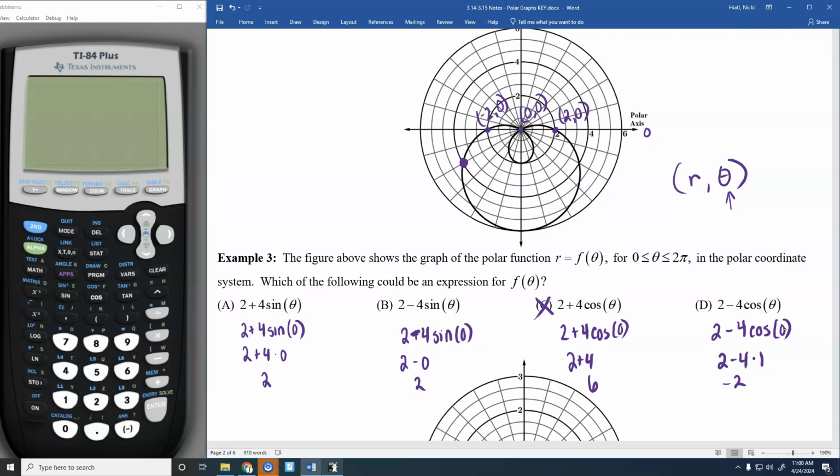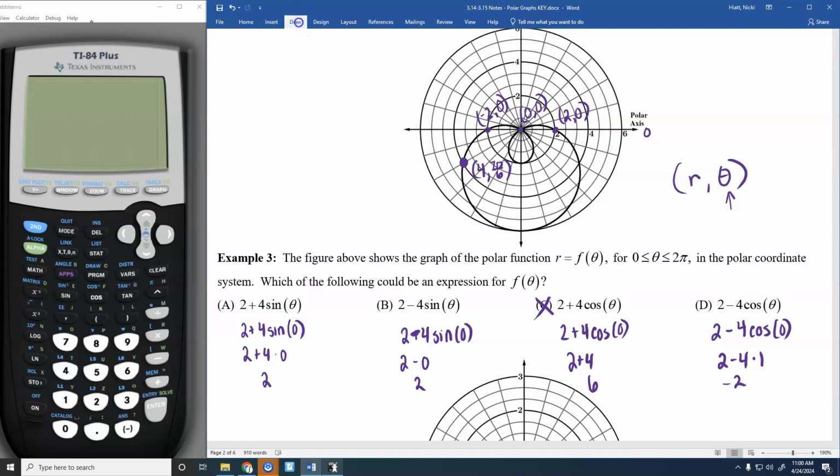So let's try this one right here. What are the coordinates of that point right there? 4. Yeah, 4 is your radius. And what's your angle? Oh, it's like 7 pi over 6. 7 pi over 6. So let's try that point. Maybe that will help us here.